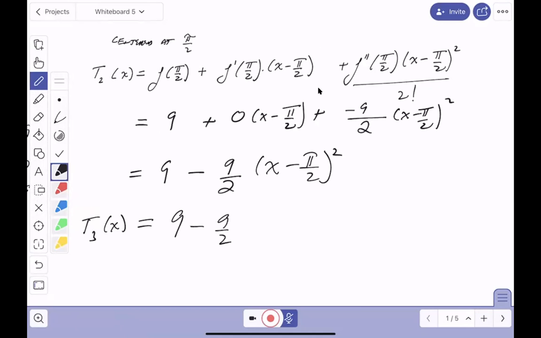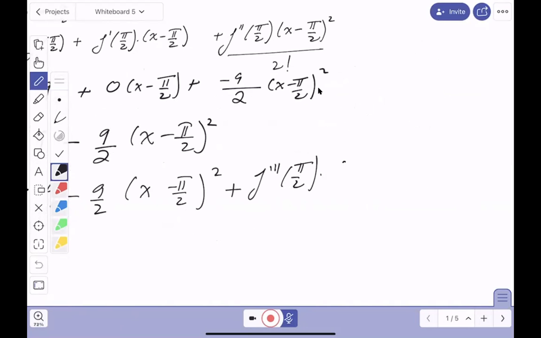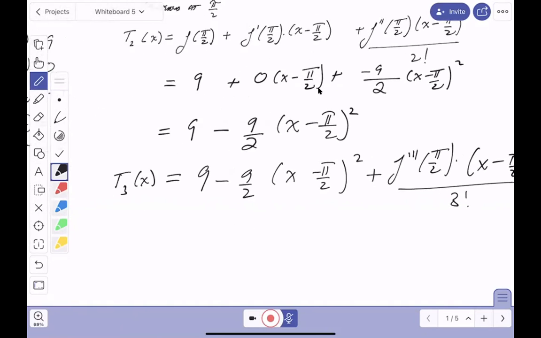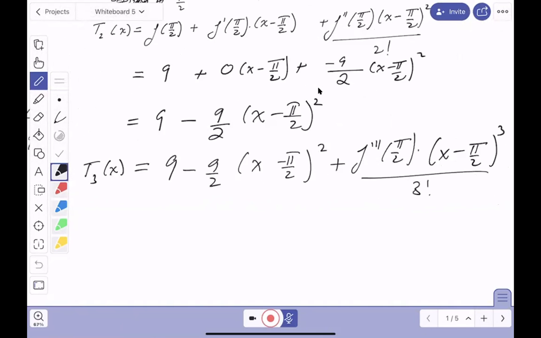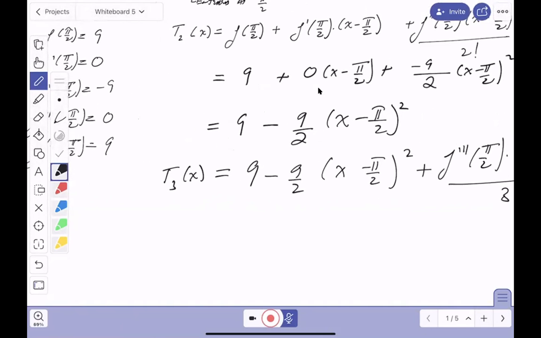Minus 9 over 2 times (x minus pi over 2) squared plus the next term. What's the next term going to be? f triple prime of pi over 2 times (x minus pi over 2) cubed over 3 factorial. But what's nice about this, and again, if you can't remember, that's why I write things down, that's going to be 0. So T2 and T3 are the same thing. Let's write down T3, nice and neat.